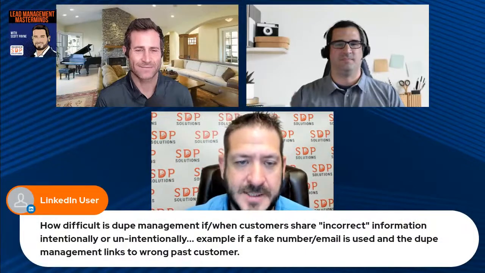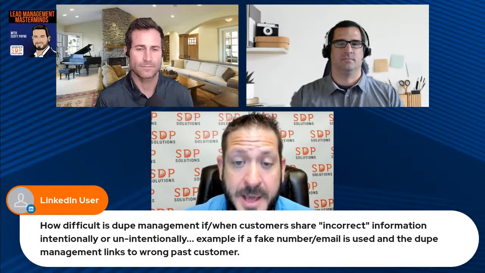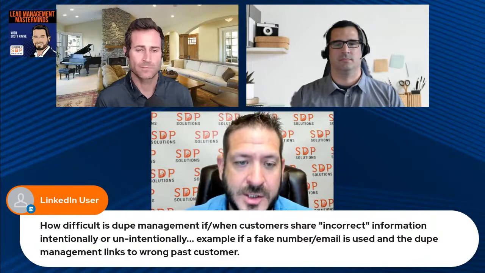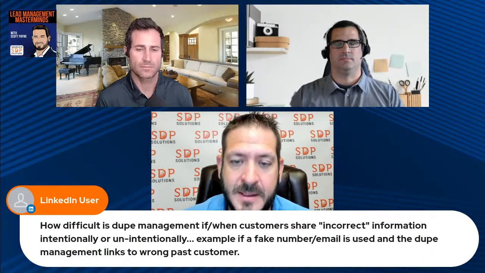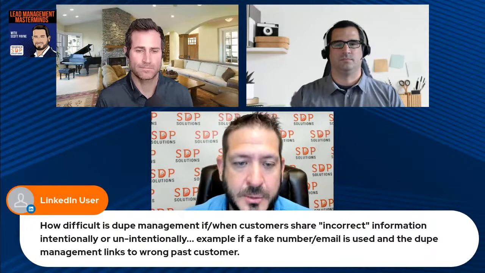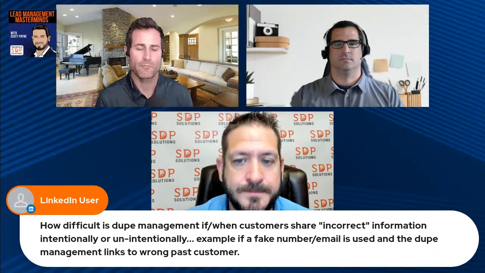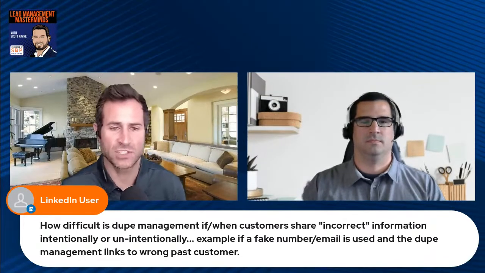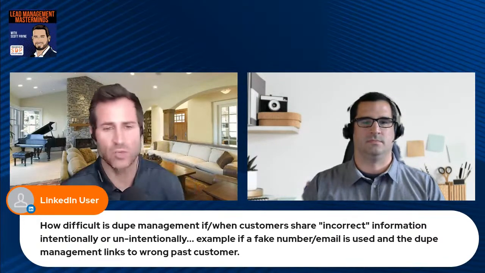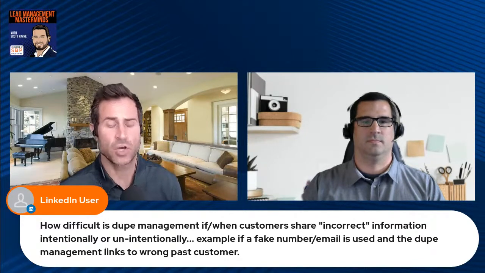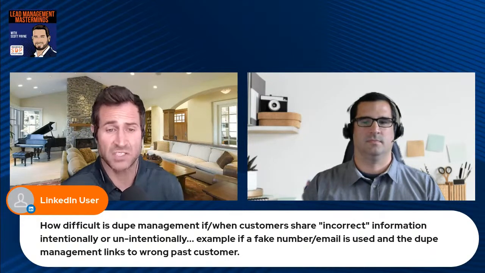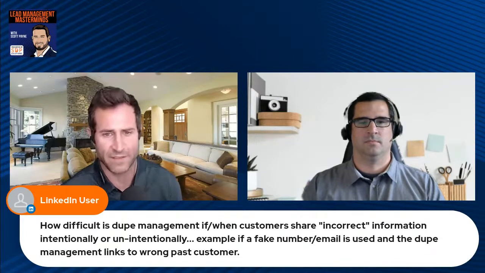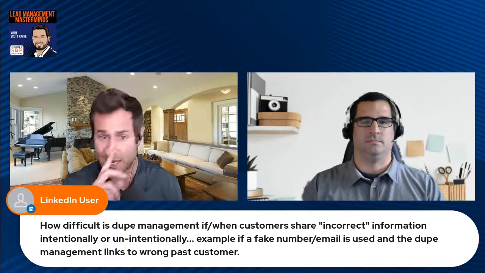So she says, how difficult is dupe management if and when a customer shares incorrect information intentionally or unintentionally? An example being a fake number or email is used and the duplicate management links to the wrong past customer or what have you. Yeah, I'll roll with this one. With many software solutions, you need to make decisions on how you want to handle edge cases, right? So this is an edge case, but it's one that exists. If you know that people in general are going to do 555-555-5555, or fake email at gmail.com or whatever it might be, you need to decide how you want to account for that.